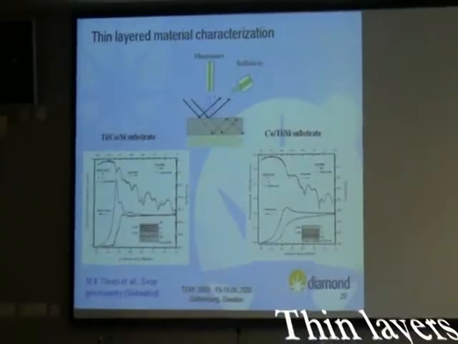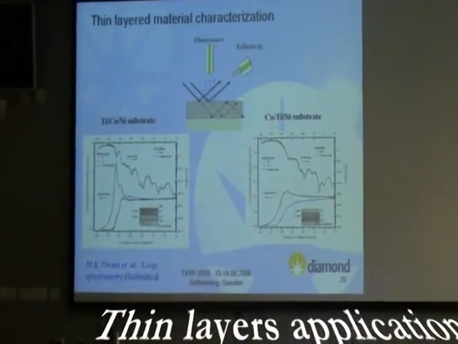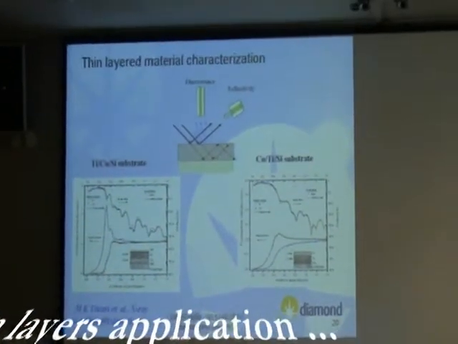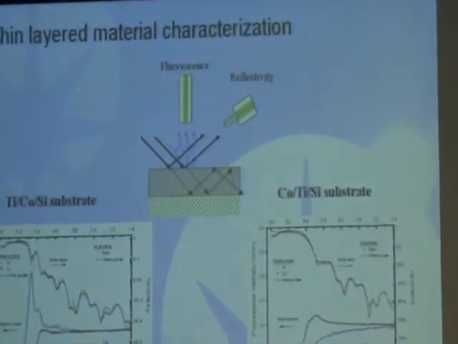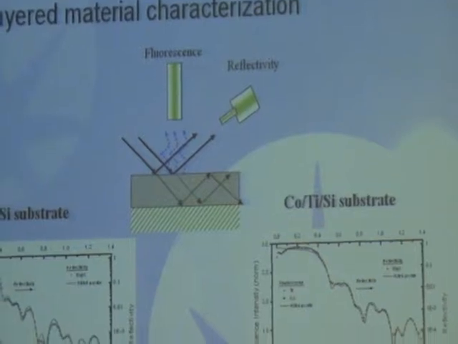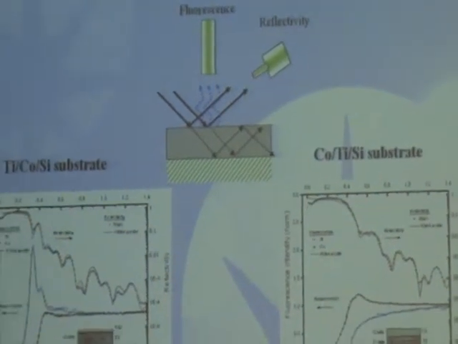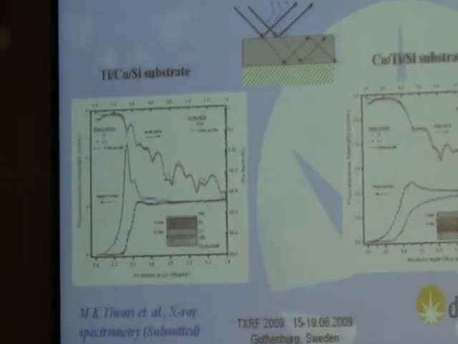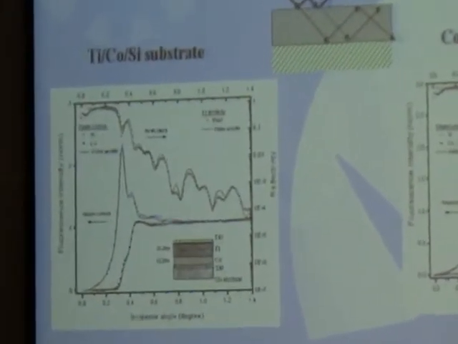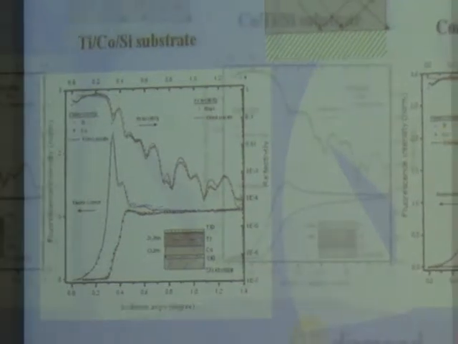You can see here the wire structure: titanium, cobalt, titanium deposited on a silicon substrate. And similarly, I just reverse it: cobalt, titanium, and silicon. So this is the process profile. Since our program gives the process and reflectivity simultaneously, you can measure both profiles: the reflectivity profile, the calculated profile, and the process profile.